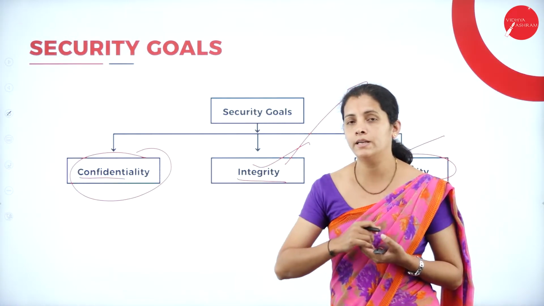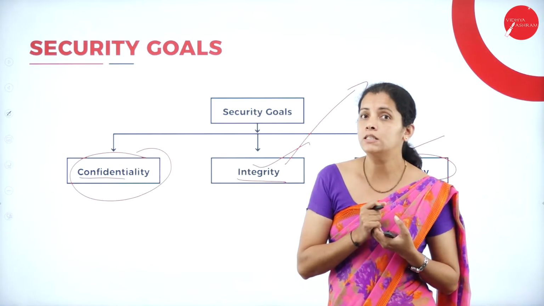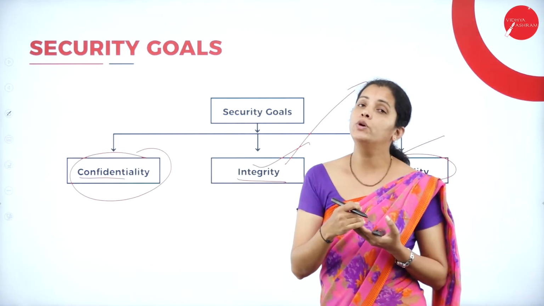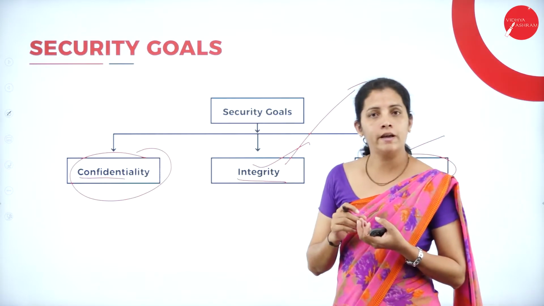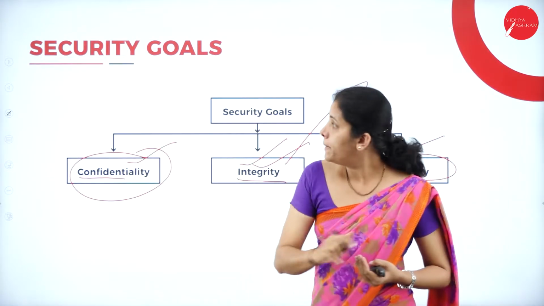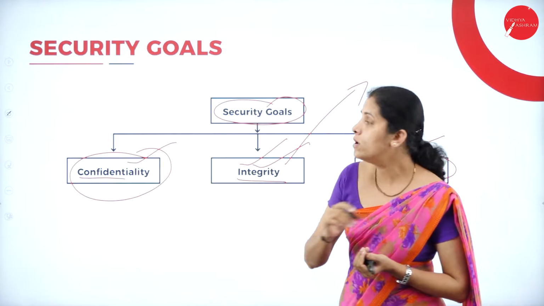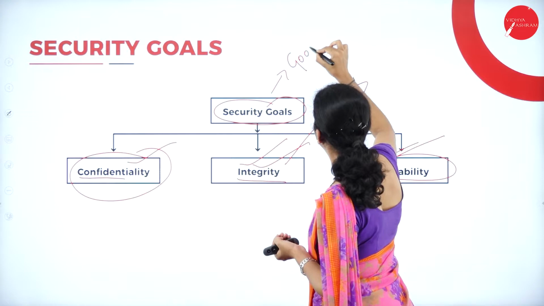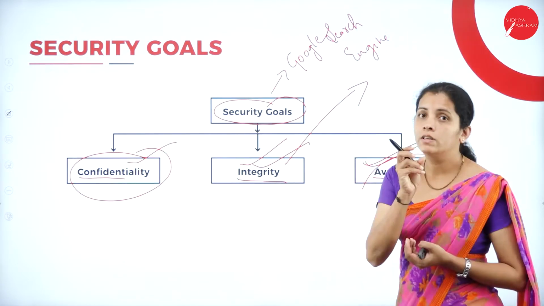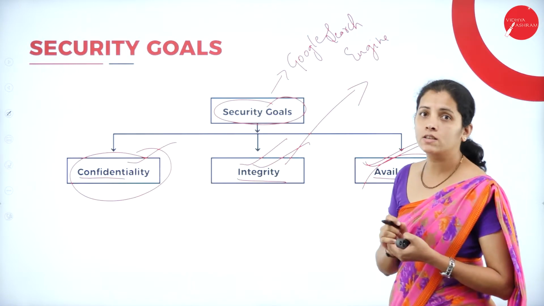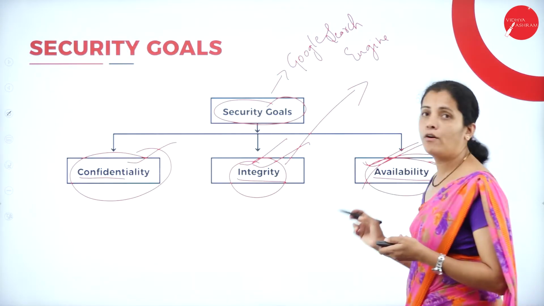To understand this topic more thoroughly, I can consider one small example, that is search engine. That is nothing but the Google search engine. Whatever the data we are going to search on the Google search engine and whatever the output we are going to receive, that is confidential. It provides integrity and it provides availability of the data. For the better understanding of security goals, I can consider the small example, that is Google search engine. Here, the Google search engine provides confidentiality of data, integrity of data, as well as availability of data.